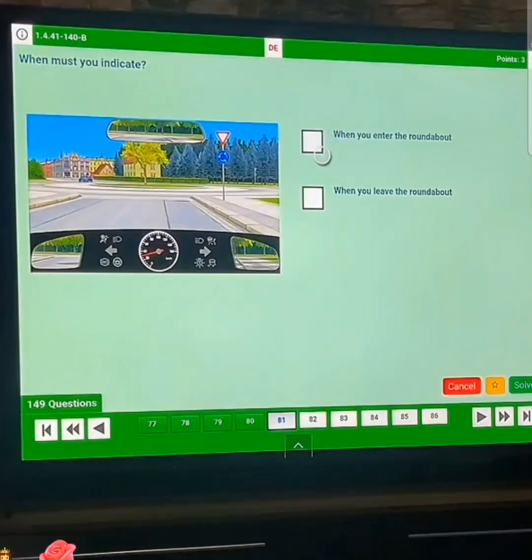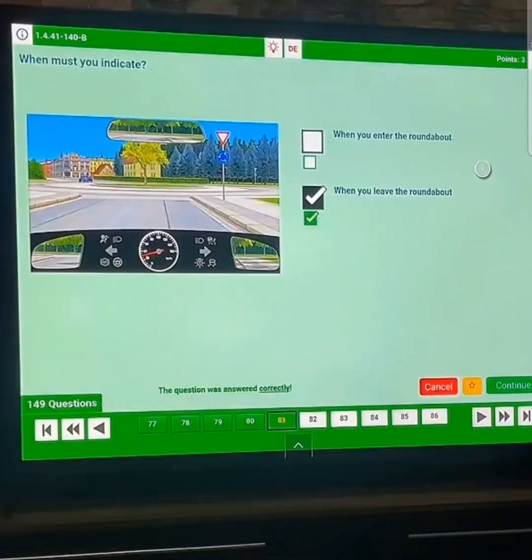When must you indicate? When entering the roundabout, when leaving the roundabout. Okay. It's not easy for a German man to be watching you now. That means we must have been doing something good for him to be coming here and watching us.